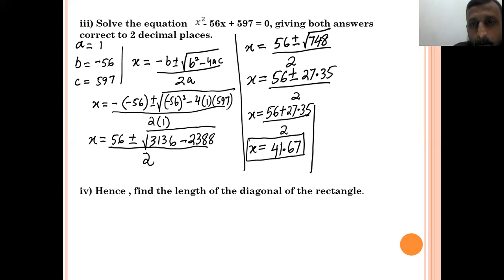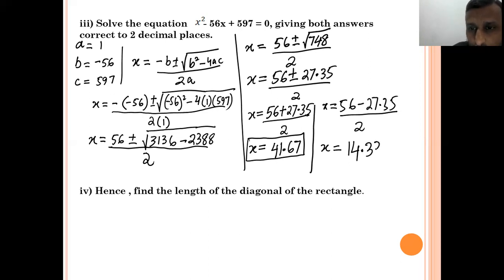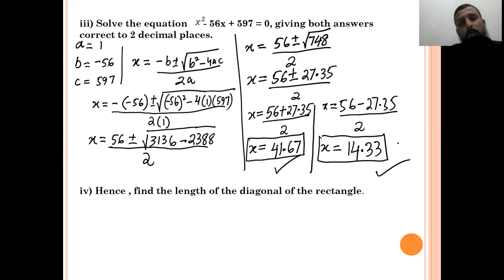Okay, the next part, or x equals 56 minus 27.35 whole upon 2. You can use your calculator, 56 minus 27.35 divided by 2. The answer is found to be 14.33. All right, so these are the two possible answers of the equation x squared minus 56x plus 597 equals 0.